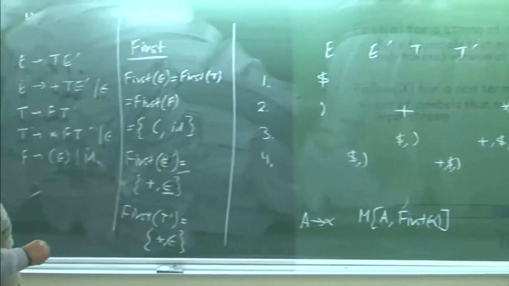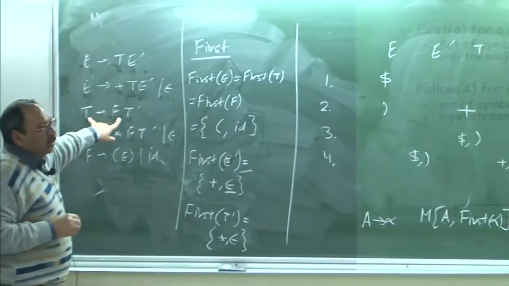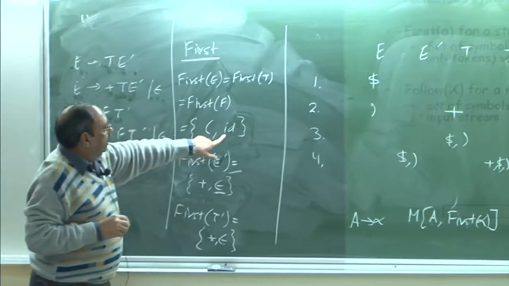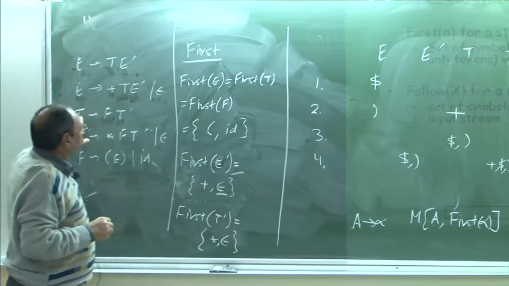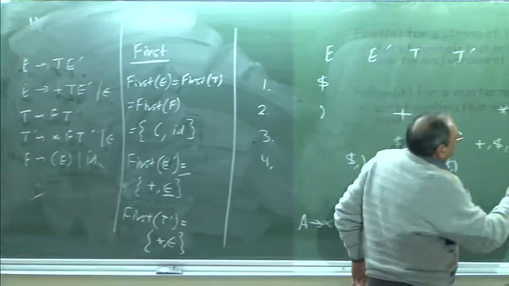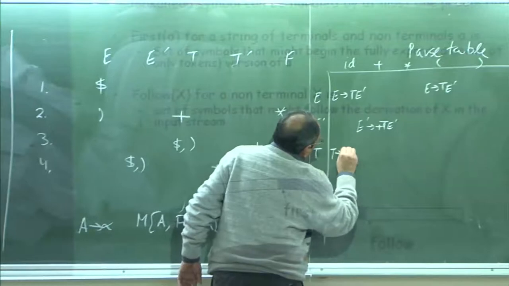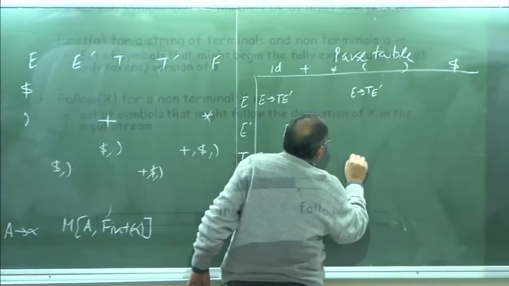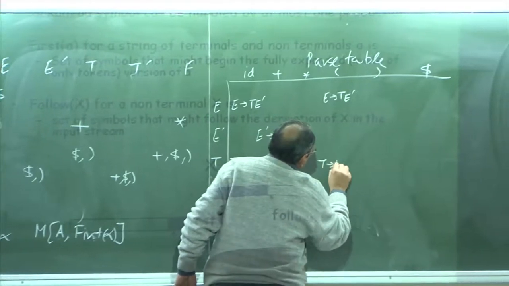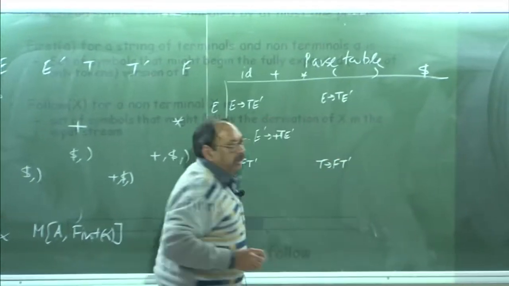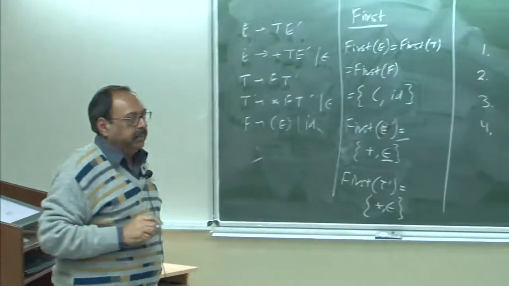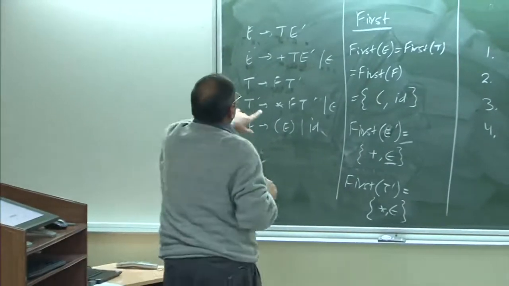Okay. What about this rule? This says T goes to F T prime. And what is first of F? First of F is left parenthesis and ID. So corresponding to T, I will say that T and ID is going to T goes to F T prime. And left parenthesis is here, so this says T goes to F T prime.